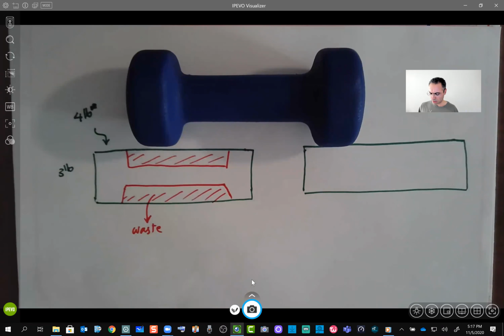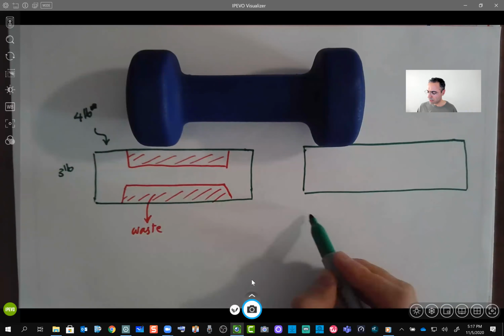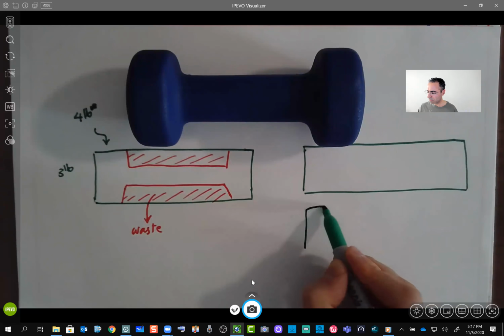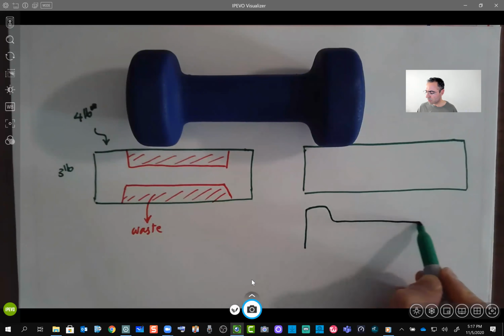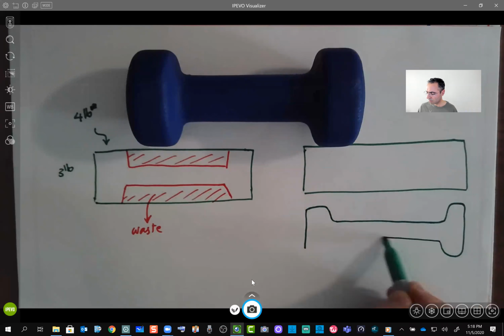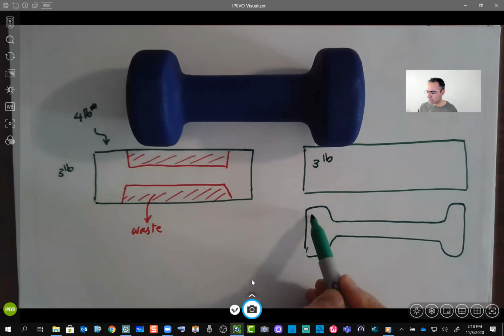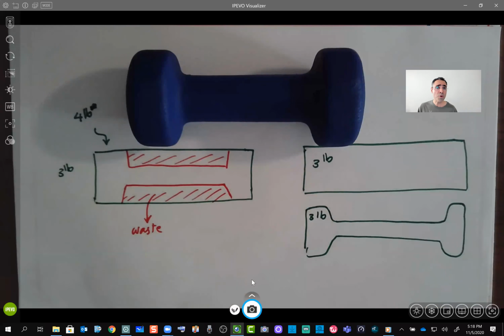But if I'm making this dumbbell by forging, and typically I hammer or compress the billet, then you see there is no waste of material. My original piece, if it is 3 pounds, this one is also 3 pounds. So no waste, basically. That's one benefit of forging.